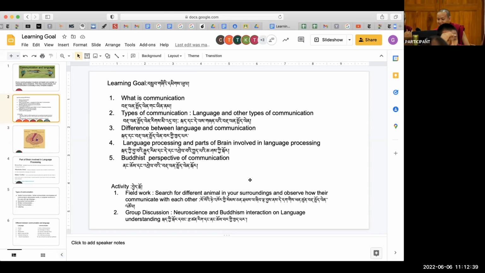Yes, their topic is language and communication, and then he just went through reading this: what is communication, types of communication, language and other types of communication, difference between language and communication, language processing and parts of the brain involved in language processing, Buddhist perspective on communication. Yeah. Very good.